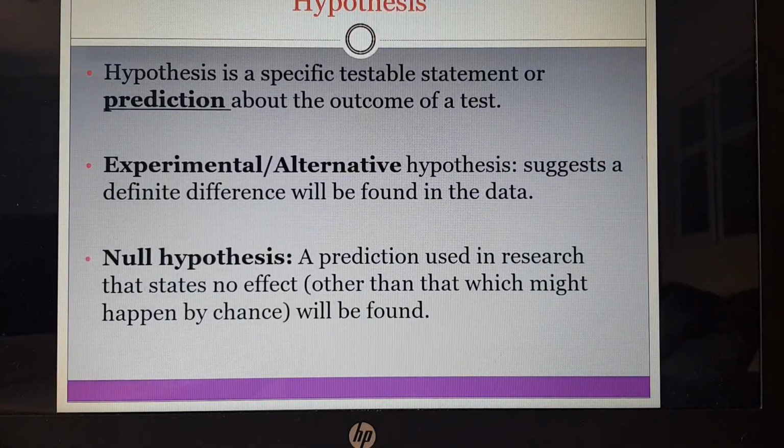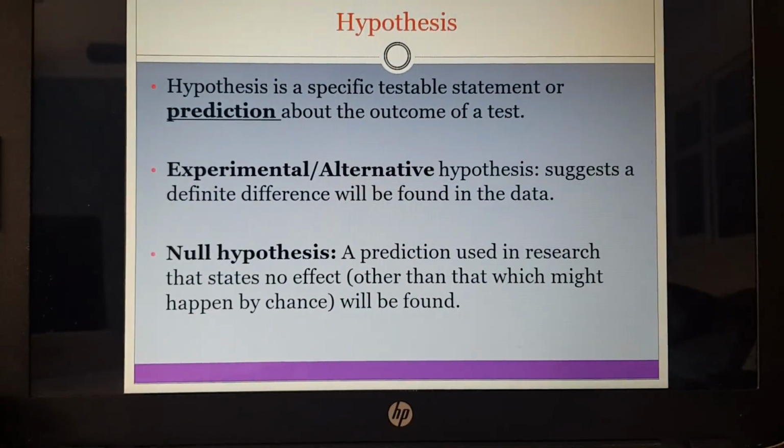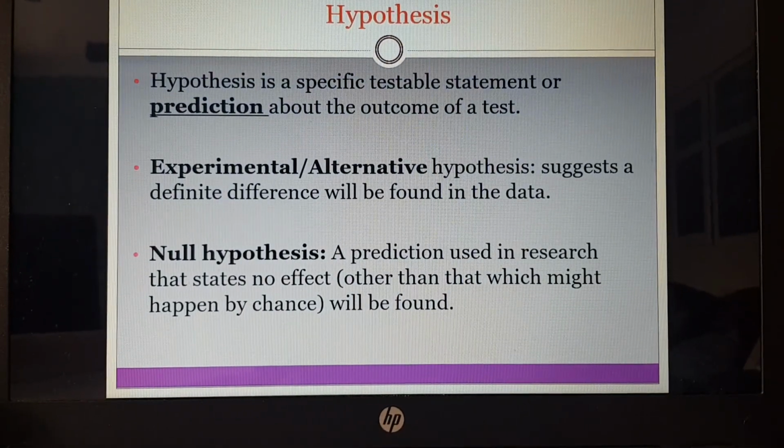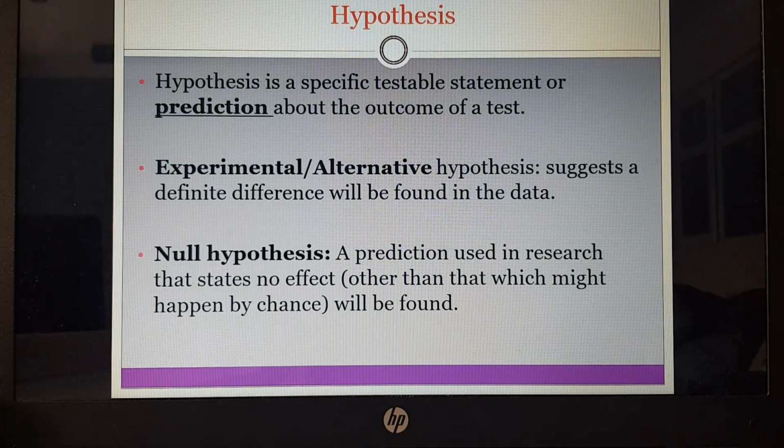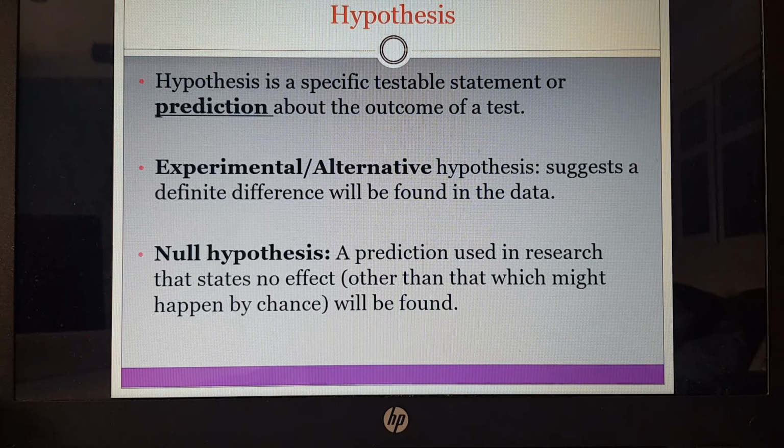So hypotheses. A hypothesis is a testable statement. It's almost like a prediction that we make about what is going to happen in an experiment. Okay, and there are two types of hypotheses that you need to know about and be able to write. You've got an experimental, or sometimes called an alternative hypothesis, and then you've got a null hypothesis. Your experimental hypothesis suggests that a definite difference will be found in the data. So this is almost what you are predicting is going to happen in your experiment.